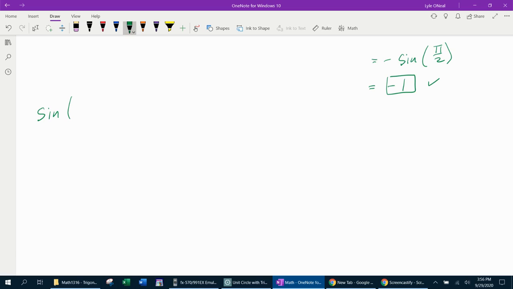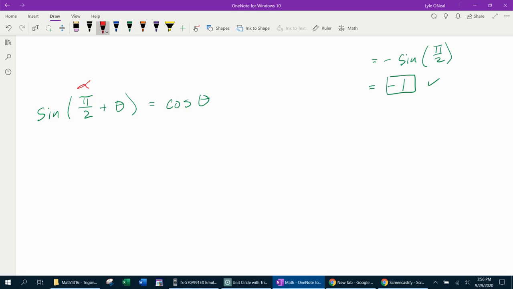Let's say that we have sine of pi over 2 plus theta. And we want to prove that this is equal to cosine theta. So this would be proving an identity using sum and difference formulas, okay?